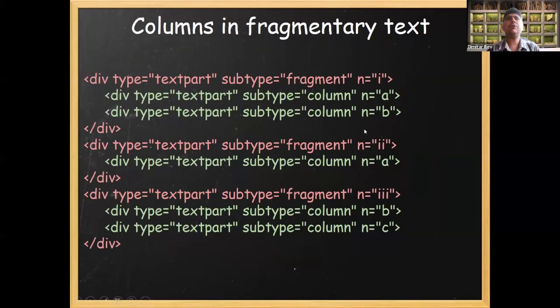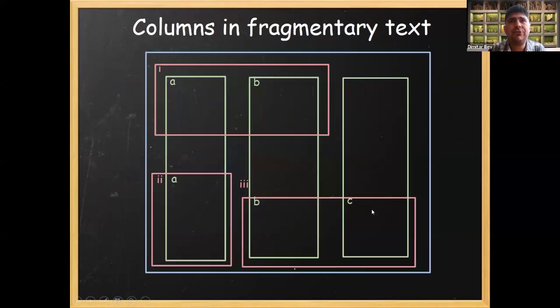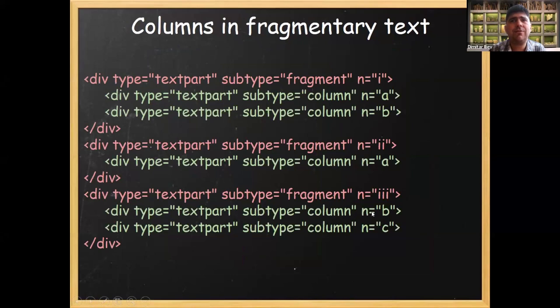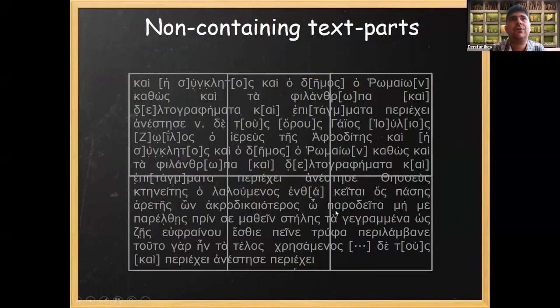So what we do, we switch the daughter and the parent element, and you say, well, the first text part is the fragment, and it contains fragments from columns A and B. The fragment 2 contains elements only from column A, and the fragment 3, as we can see, contains elements of columns B and C. And some text parts which are non-contained within each other.